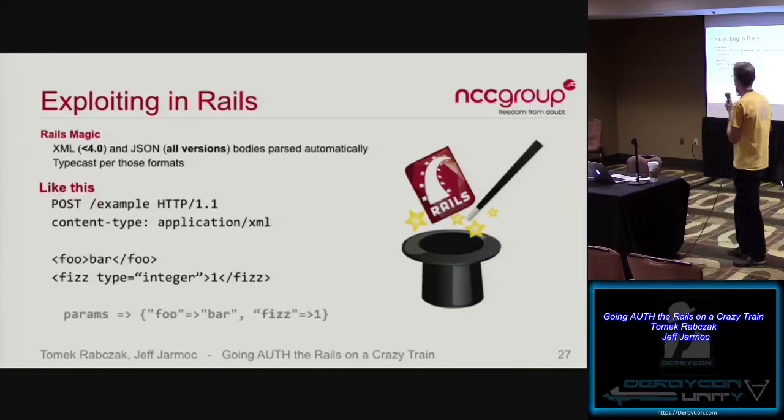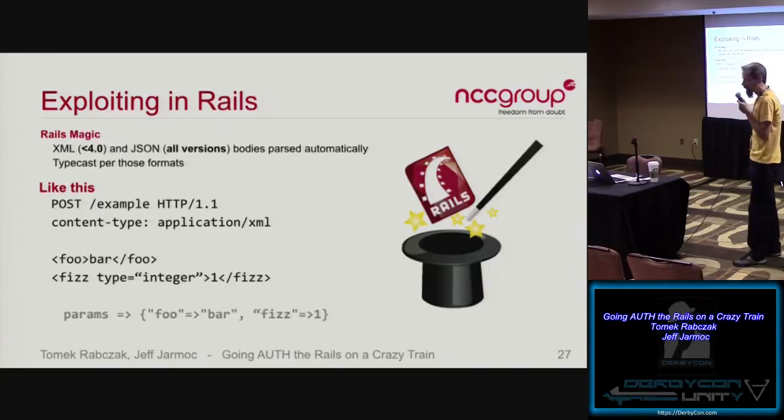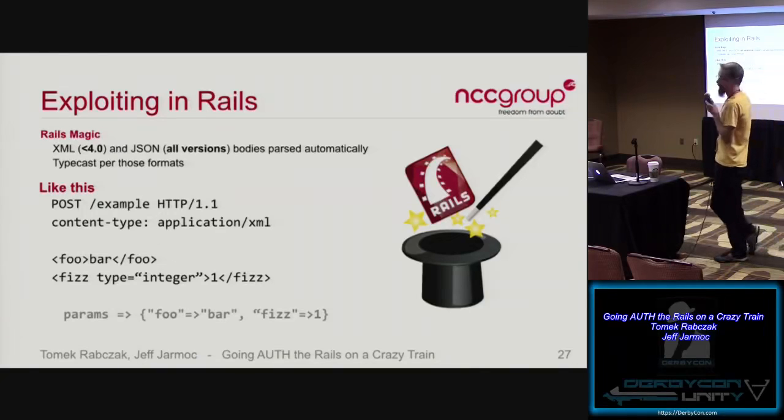So if we send a POST with the XML example like this, with an object foo, and fizz, you'll notice we specify the type as an integer. Then we're going to get back a params hash where fizz is the integer one. So now we've got integers in the params hash, and that's kind of the first step.